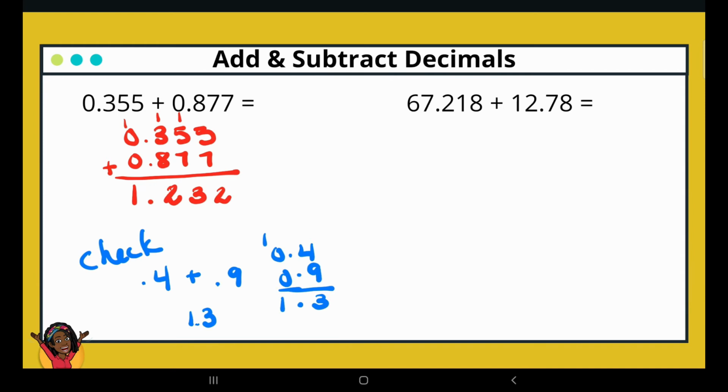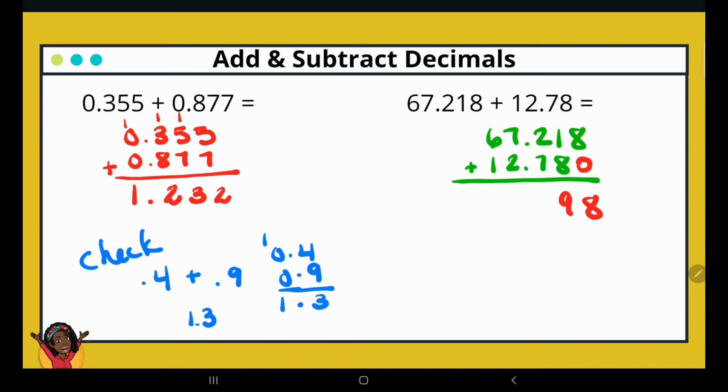Now let's try the next example. So we're going to start off with stacking our numbers. Line up that decimal point and the numbers below it. We're adding. Now we need our placeholder. 8 plus 0 is 8. 1 plus 8 is 9. 2 plus 7 is 9. 7 plus 2 is 9. 6 plus 1 is 7.